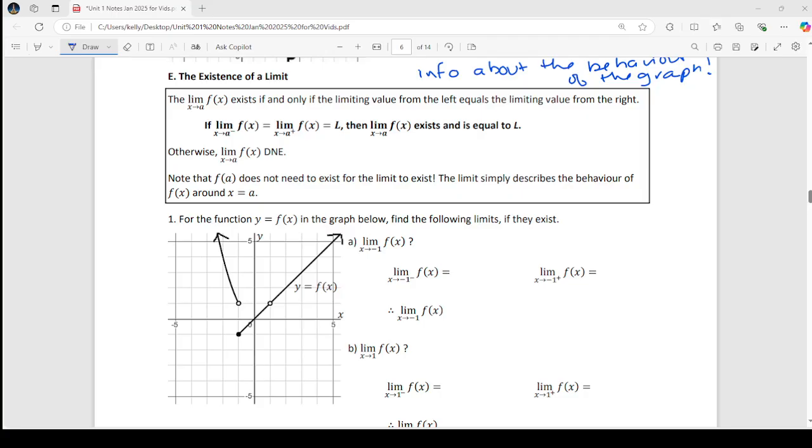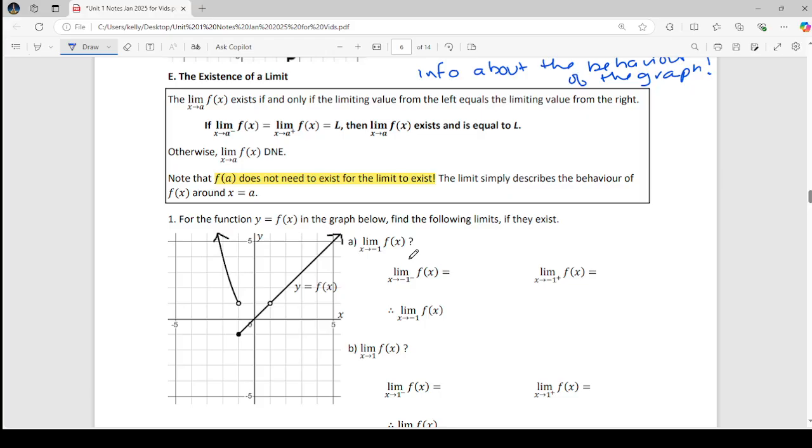So we'll use this notation for our left limiting value and our right limiting value. If they are the same value, then the overall limit exists and is equal to that value. Otherwise, we will say this limit does not exist. And as always, remember that f at a does not need to exist for the limit to exist at a. The limit simply describes the behavior of f at x around a.